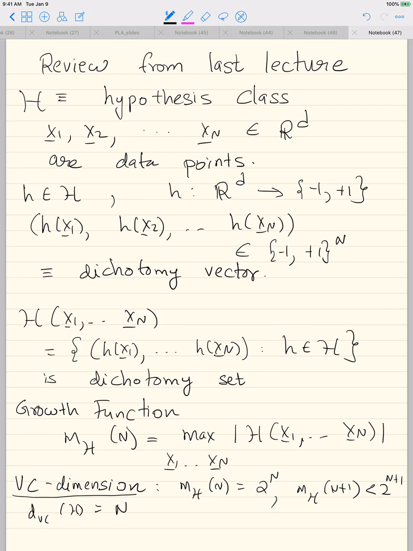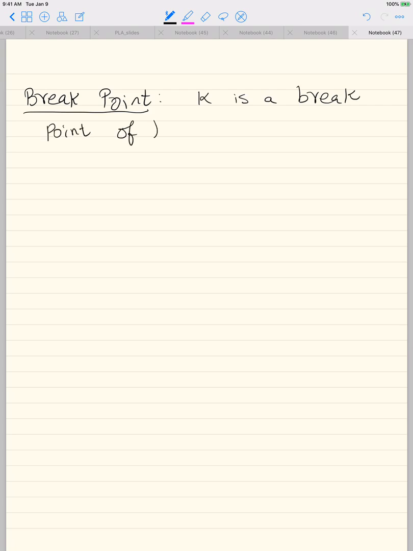I didn't explicitly say it in our last lecture, but let me just write it down. So this is all review from last lecture. One additional definition is a breakpoint. K is a breakpoint of the hypothesis class H if m_H of K is less than 2 to the K. So any K above the VC dimension will be a breakpoint, and any K less than or equal to the VC dimension will not be a breakpoint.